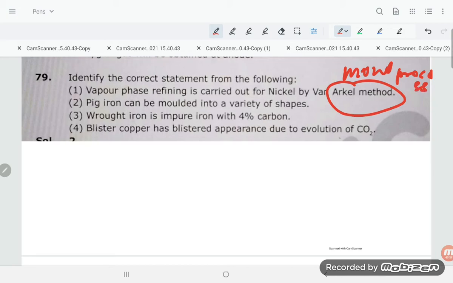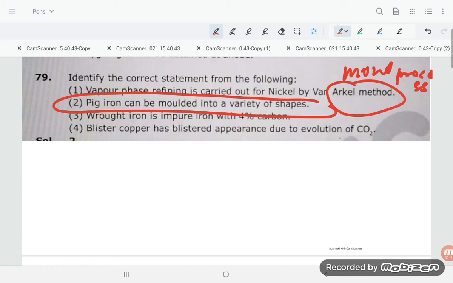Now next one: pig iron can be molded into a variety of shapes. No, pig iron you can't mold into a variety of shapes. So our required answer is option number 2. Pig iron is molten iron obtained from the blast furnace.